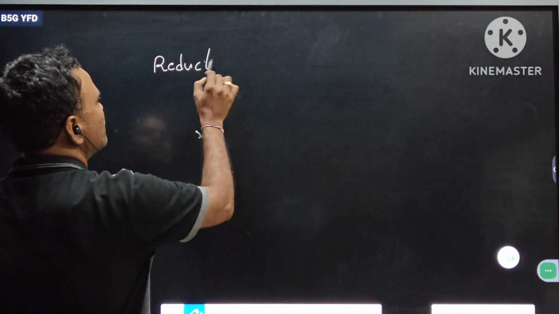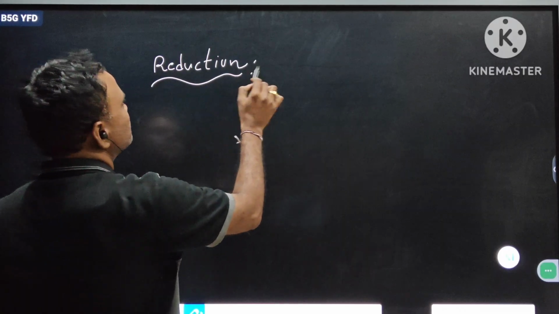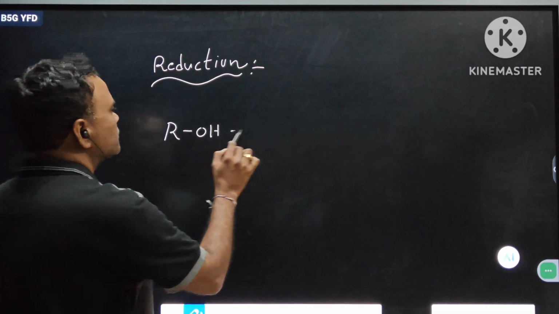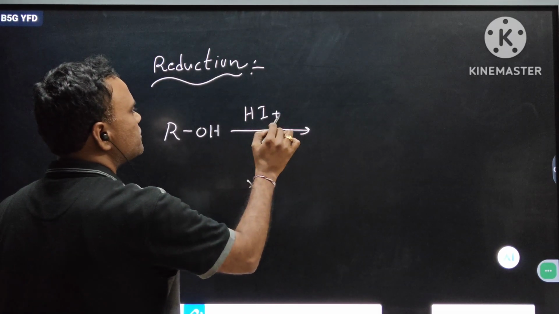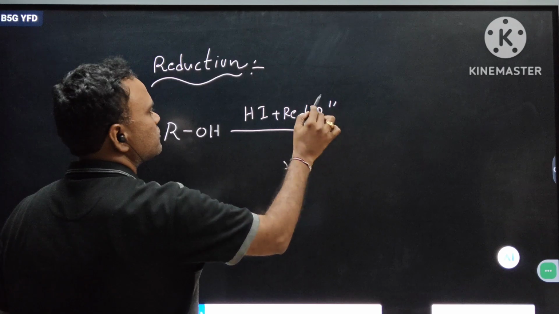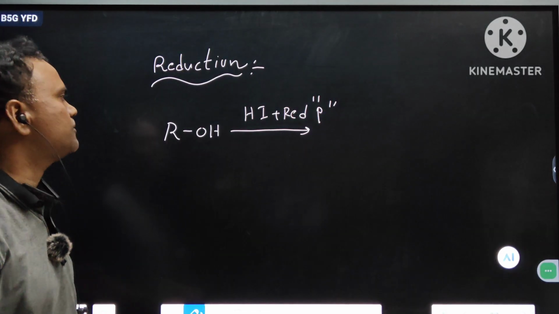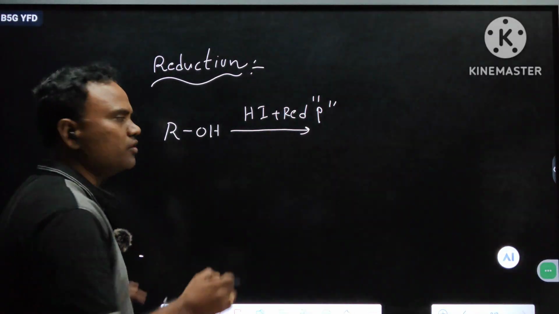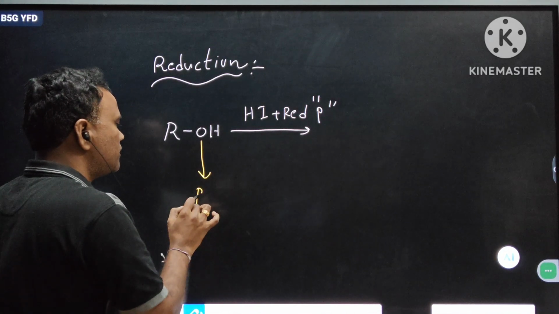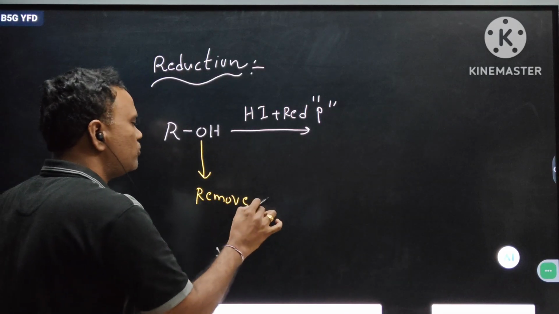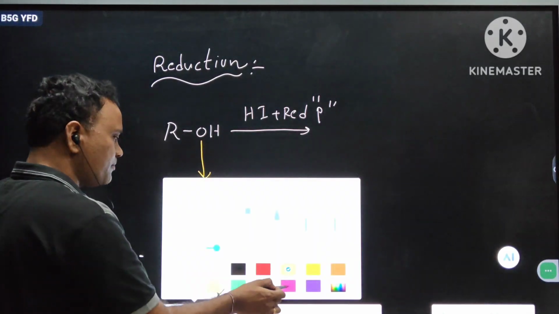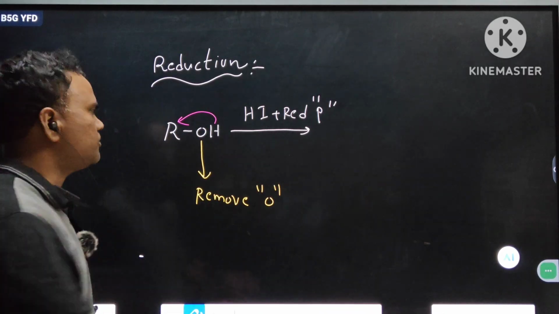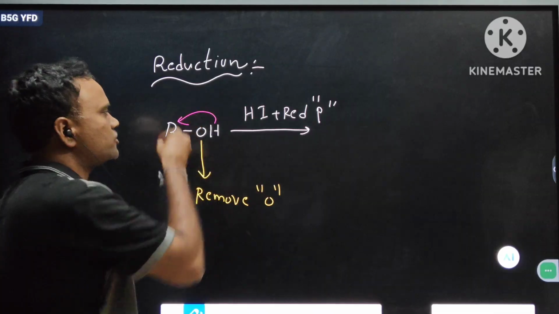Next, reduction. We completed oxidation. Next method, reduction. Very simple, and one reaction, one reagent only. HI plus red phosphorus. When we use HI plus red phosphorus, what is reduction? Reduction means removal of oxygen. See, oxygen is removed. Remove oxygen and attach hydrogen to R.